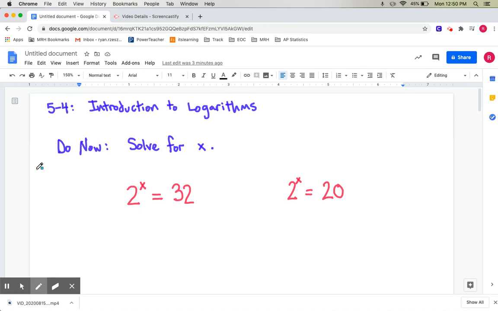So let's start out with a little do now right here, where we're looking at two basic exponential equations. At least try your best to solve this first equation for x, and for the second one here, you can try to use a calculator to help you out. Okay?